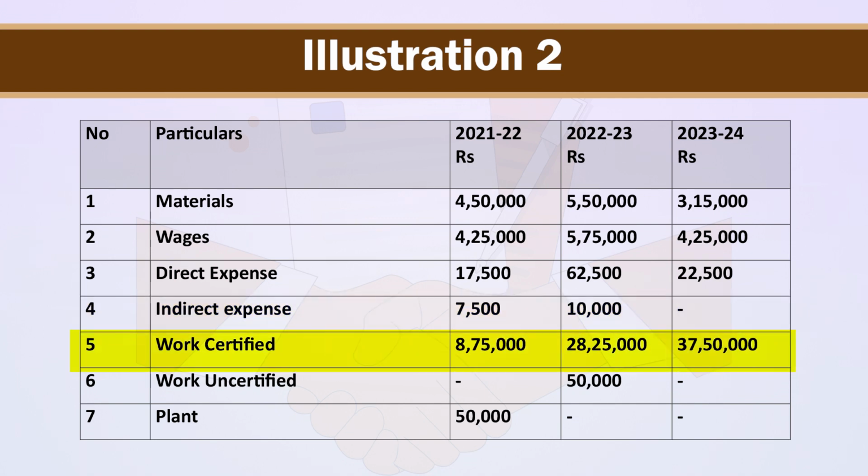Next, work certified given is 8,75,000, 28,25,000, 37,50,000 for first, second and third years respectively. Work uncertified is given only for second year and amount is rupees 50,000. Amount of plant given is for first year rupees 50,000.